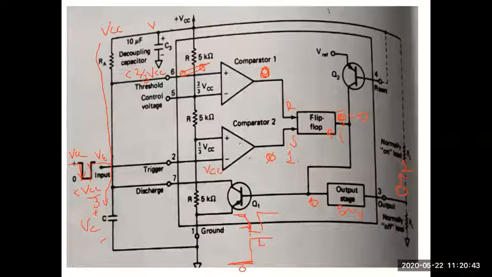So what would be the output of this comparator? It's VCC here at the inverting terminal and 1/3 VCC here. So the inverting terminal voltage is more. That's why it is at logic 0.